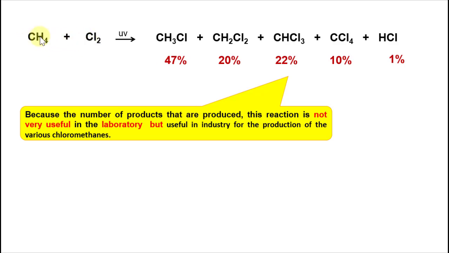The halogen atom can substitute at any site on the molecule. The halogenated products can actually react further to give more substituted products. This reaction is therefore not at all selective and mixtures of many products will form. For example, chloromethane may undergo further chlorination to dichloromethane and ultimately the products can also include trichloromethane and tetrachloromethane. Since there are so many products produced, this reaction is not very useful in the laboratory, but it is useful in industry for the production of the various chloromethanes.